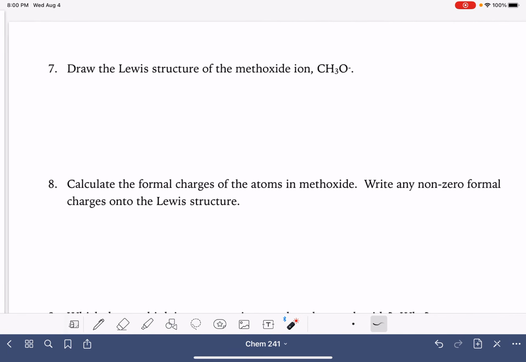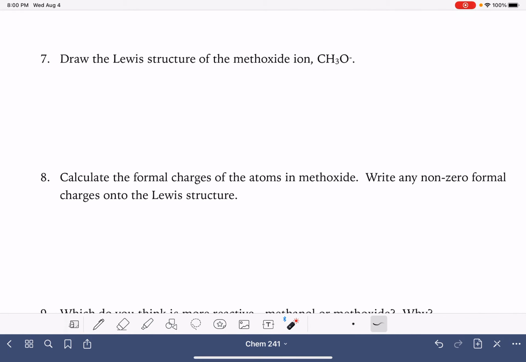So now we're going to draw the Lewis structure of a methoxide ion, which is pretty similar to methanol. Methanol was CH3OH. This is CH3O with a negative charge. So I'm going to start with my carbon.